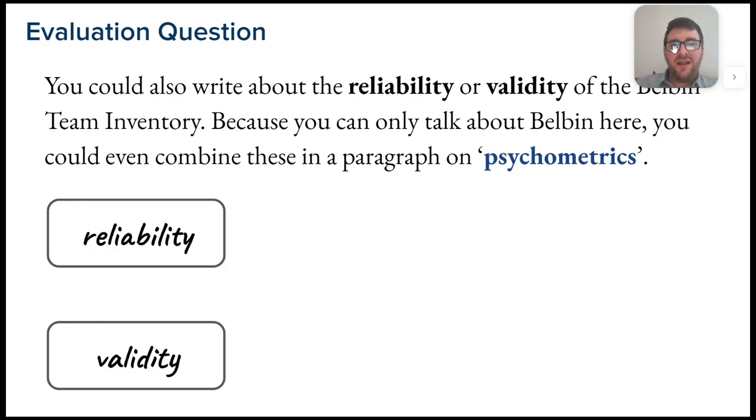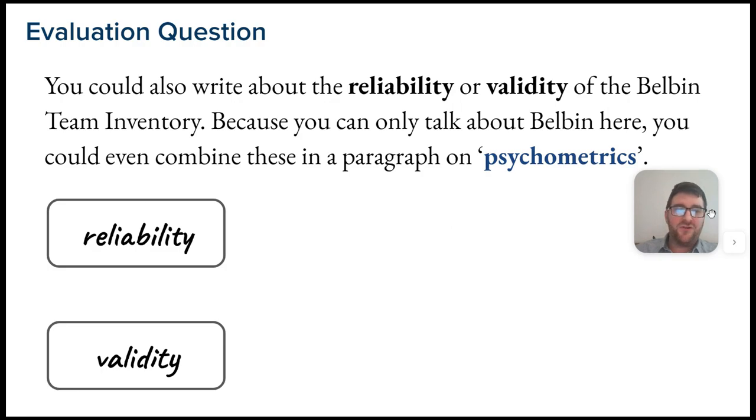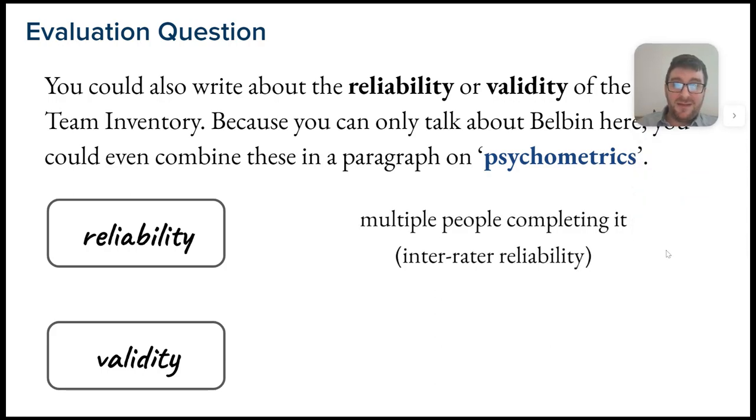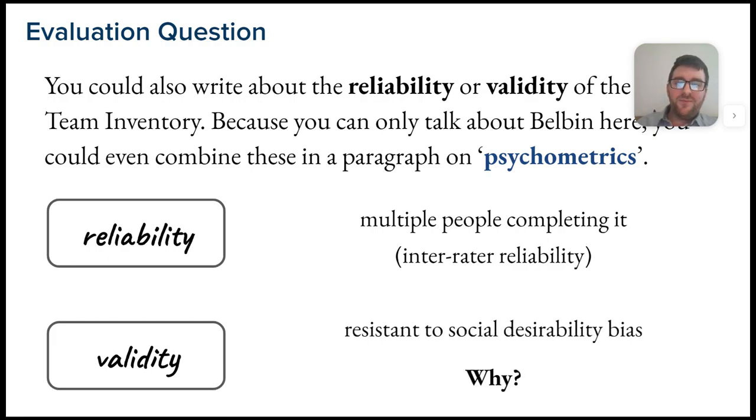And also, you could write about the reliability and validity of the Belbin Team Inventory, as you always can if there's a measure in that section here. But you could only talk about Belbin, so you might combine reliability and validity into one paragraph on psychometrics in general. With reliability, you've got multiple people completing it. I know the sections are different, but you can still argue here for inter-rater reliability. And validity, you can say it's resistant to social desirability bias because people are more likely to be honest when they know other people are also rating them and they're not just rating themselves.